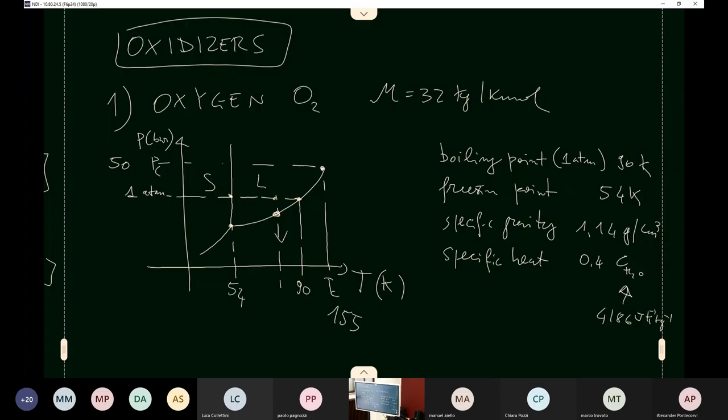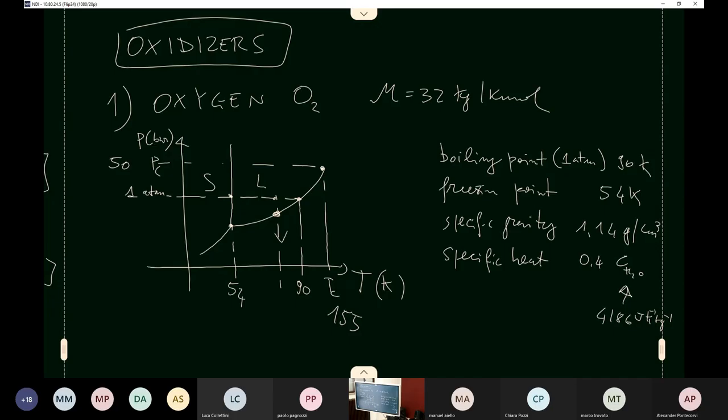So what we see for the oxygen, we see these properties, and we can see that we cannot store it for a long time on Earth because of its cryogenic nature. But it's not extremely cryogenic. It's mild cryogenic, and it can be considered space storable. In general, it's not a very good coolant. Typically, the specific heat will be higher for fuels than for oxidizer, but still provides reasonable performance, and so it can be considered as a coolant.